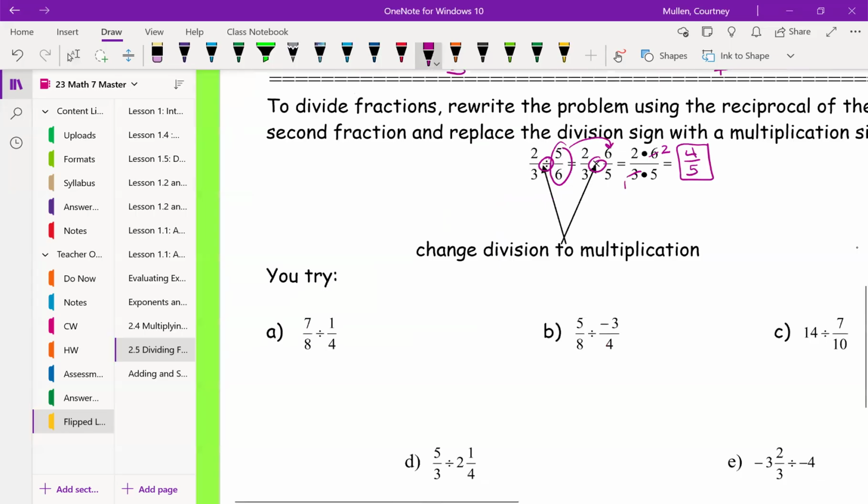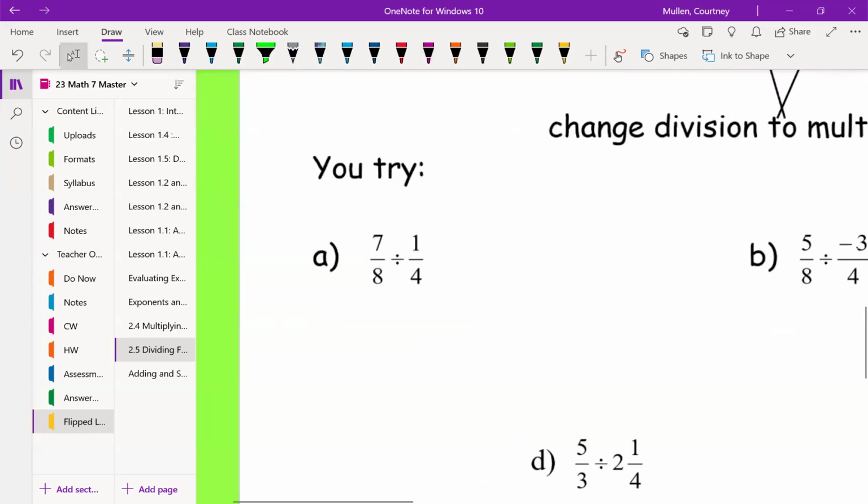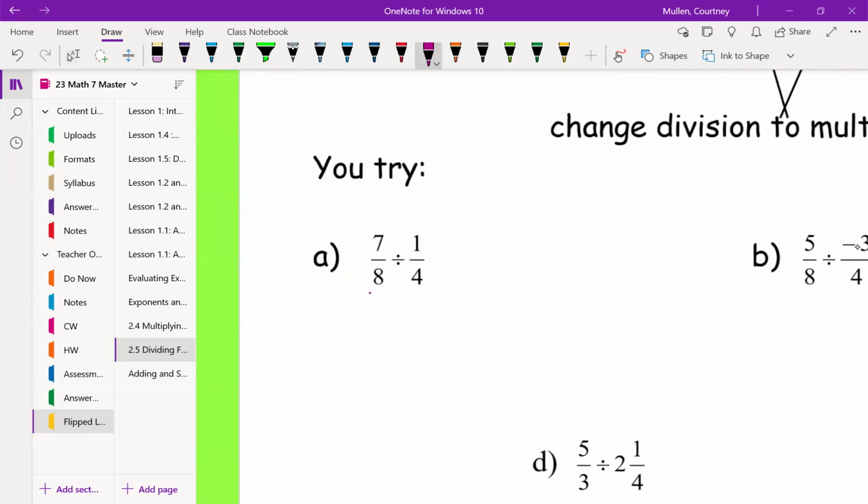Let's try some more examples together. So 7/8 divided by 1/4. So we have 7/8. Division will change to multiplication, and we'll do the reciprocal of the second fraction. Now it's time to simplify. 4 goes into 4 once, 4 goes into 8 twice, and now we multiply across. 7 times 1 is 7. 2 times 1 is 2.